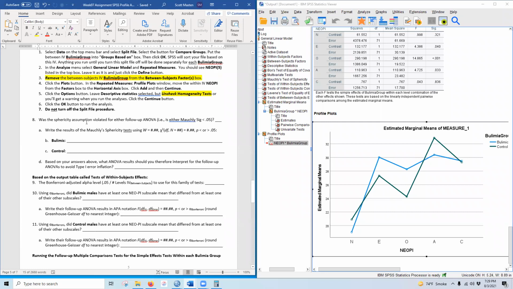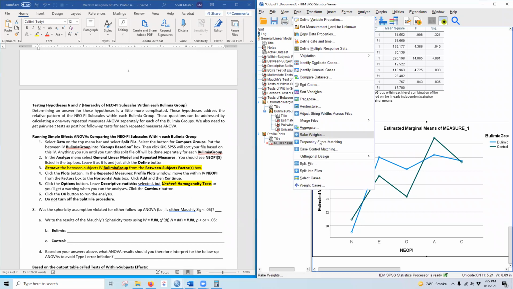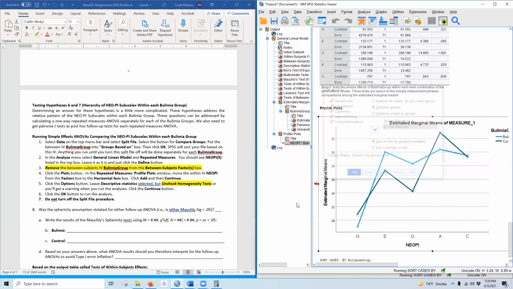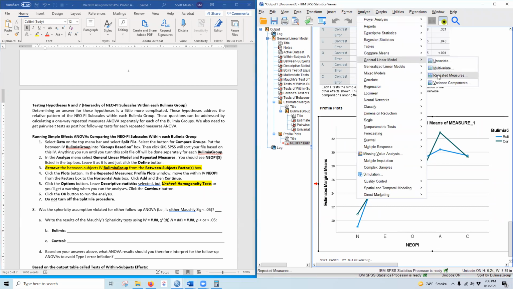Let's do it. Select Data on the top menu, then Split File. Select compare groups, put the between-subjects IV, bulimia group, in this box. Do groups based on, click OK. Now everything we do, it's going to do separately for bulimic and non-bulimic teenage males. So I tell you to go back into Analyze, General Linear Model. We want a repeated measures ANOVA for these guys, and then a repeated measures ANOVA for these guys.